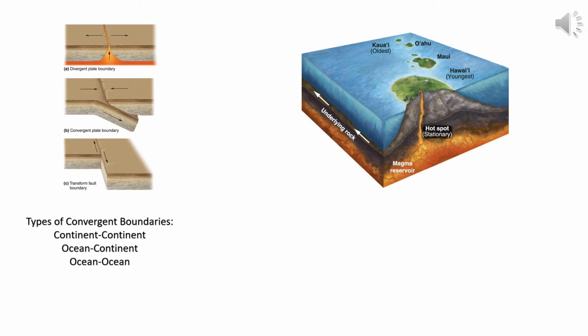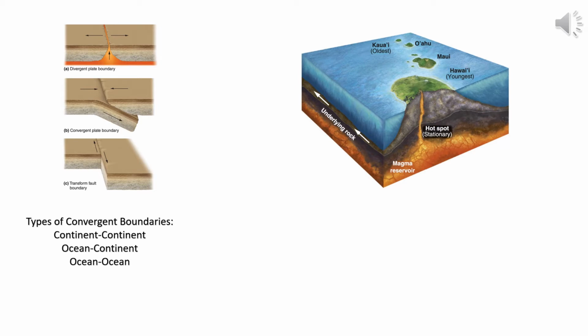The last is ocean-ocean. When two oceanic plates crash into one another, there are a couple things that could happen. Most commonly, they meet and one of them is forced underneath in subduction. Sometimes, however, they will meet and they will actually both force one another under, and this will form what we call a trench. There is a slight difference between trenches and subduction zones, but as far as the AP exam goes, you don't really have to make that distinction.